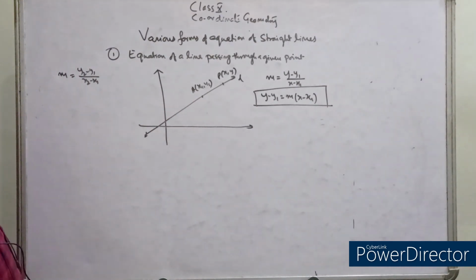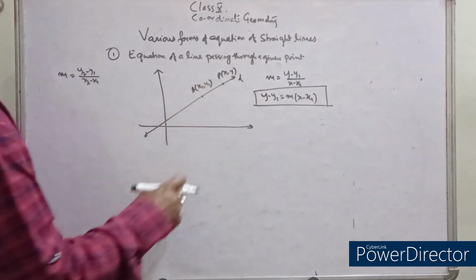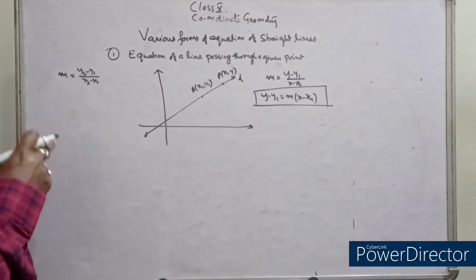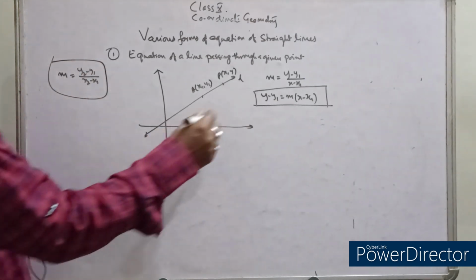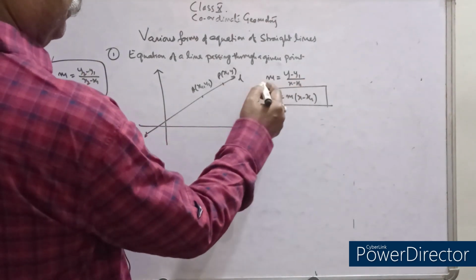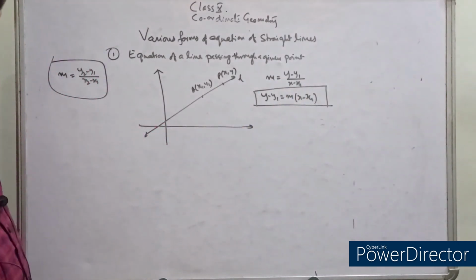So this is the equation of the line passing through a given point. So I repeat, this is the point given to you, and this is an arbitrary point which I have selected, and you know the formula for the slope of a line passing through 2 points. So I have applied this formula, and when you cross multiply, you get the equation of this line.